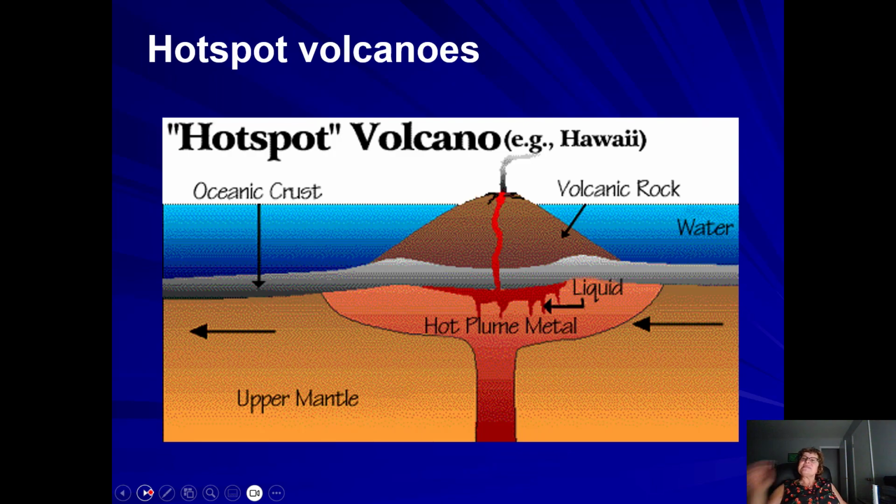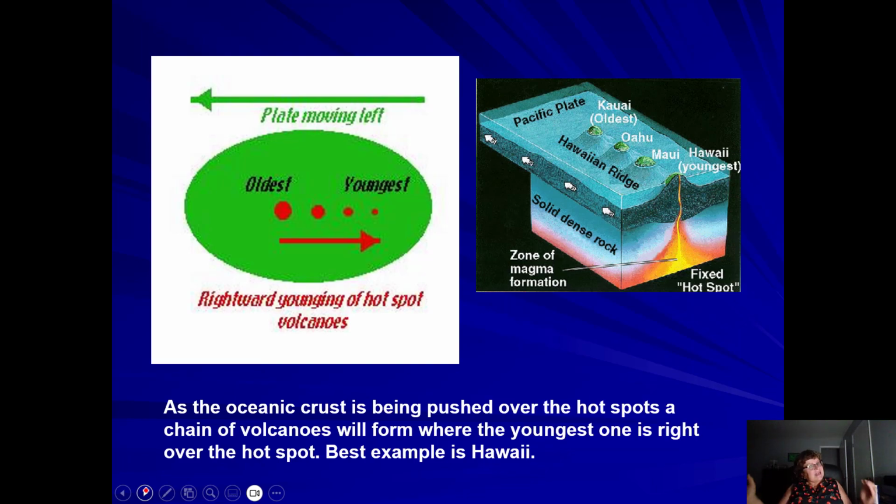And the last thing we have to talk about is the hotspot volcanoes. One of the best examples of a hotspot volcano is Hawaii. It's extremely interesting. There is an area in the mantle which has a little bit more radioactive elements decaying, producing a little bit more heat than other places. So that's what we call a hotspot.